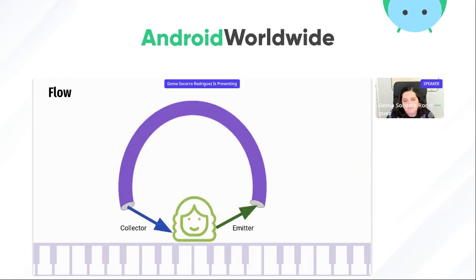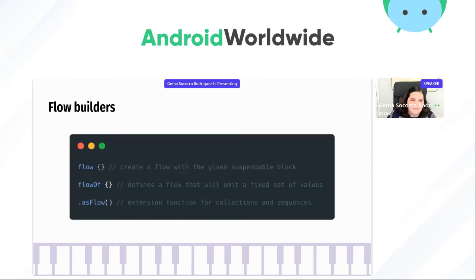And this looks pretty similar to what we want, because we want an emitter that will be the user, and then a collector that will be the screen. So for that, we can use the flow builders to create the emitter, the flow operators to do the transformation we need, and the flow collectors to process that information and render every new change of the view. As flow builders, the most usual ones are flow, that creates a flow with the given suspendable block, flowOf, that defines a flow that will emit a fixed set of values, and asFlow, that is a wonderful extension function for collections and sequences.